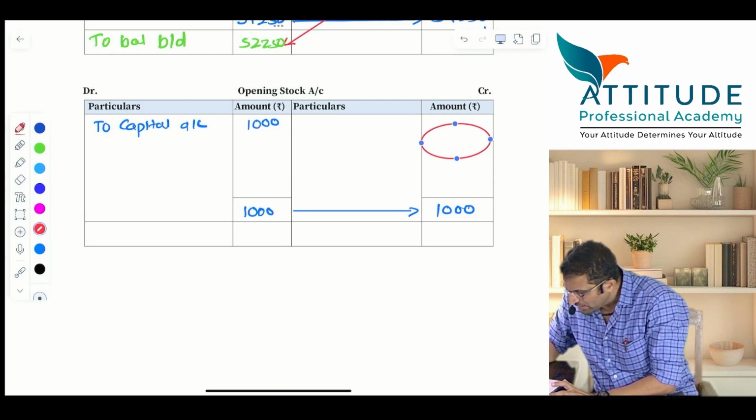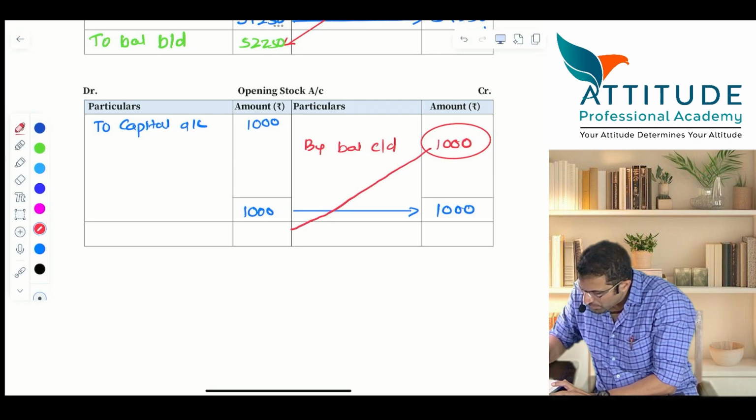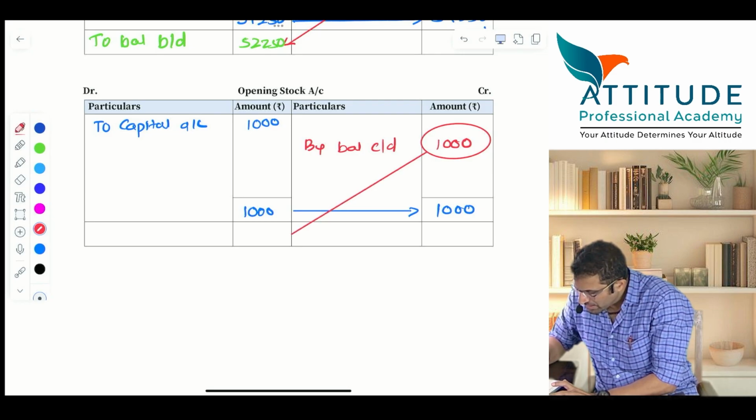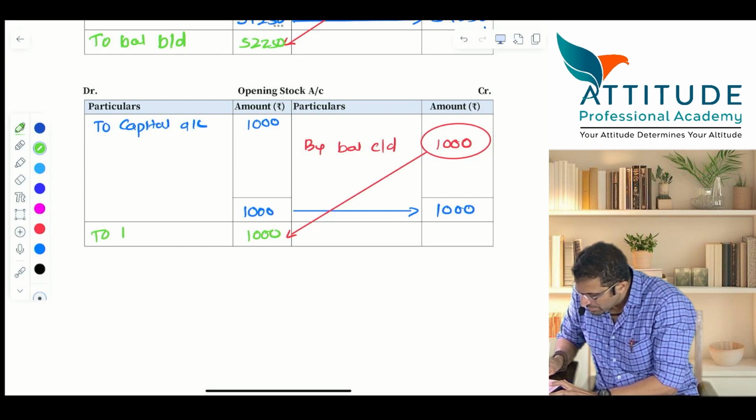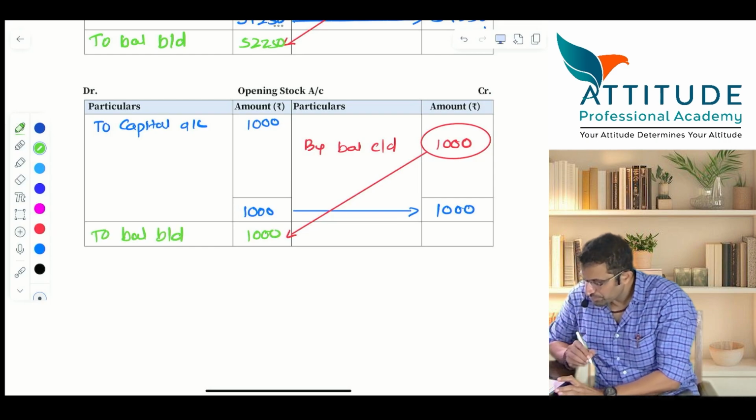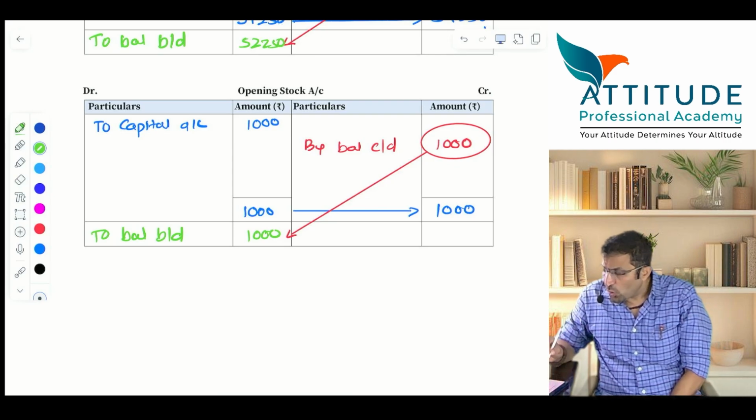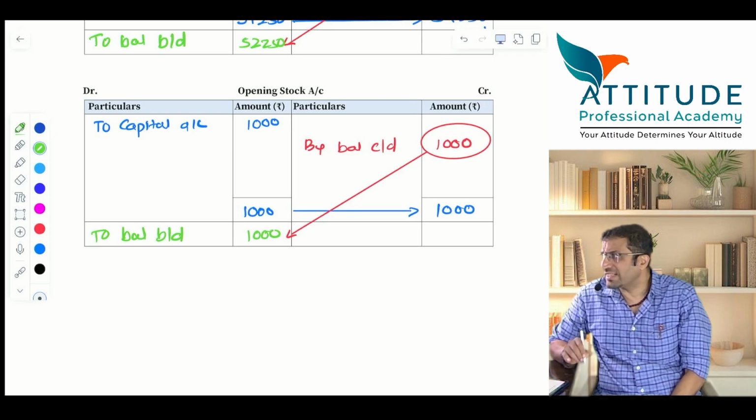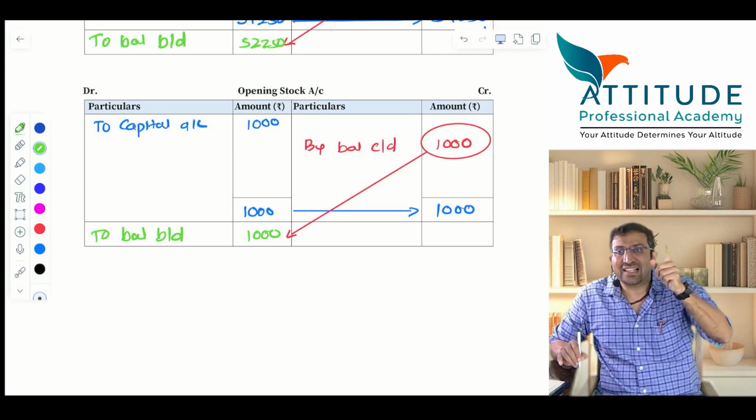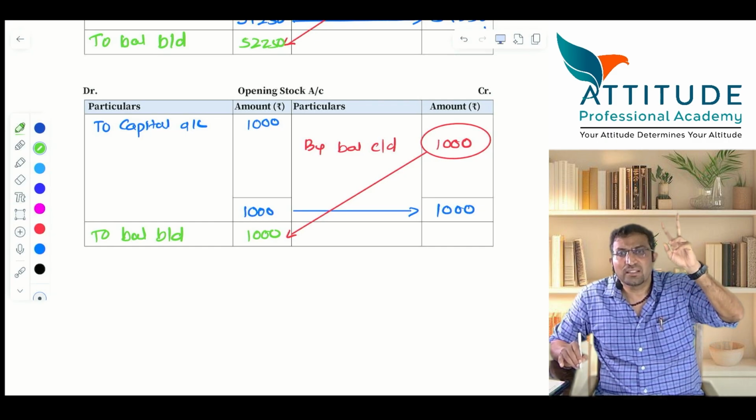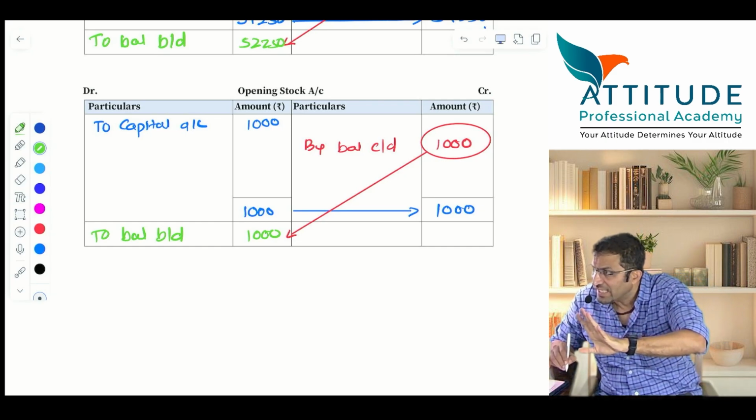Balancing figure itself is how much? 1,000. So you have to write 1,000 and write here by balance carried down. Now tell me, this balance is brought down to the next year or next period. How much? 1,000. I'll put that in green ink. To balance brought down. Any difficulty? Now guys, tell me, this opening stock account is showing a debit balance or a credit balance? Debit balance. Is that clear?